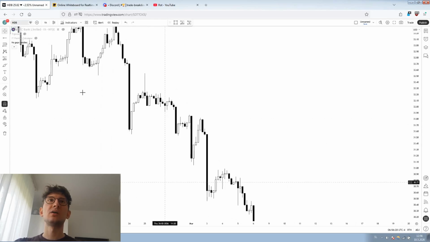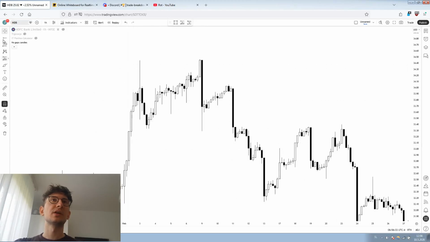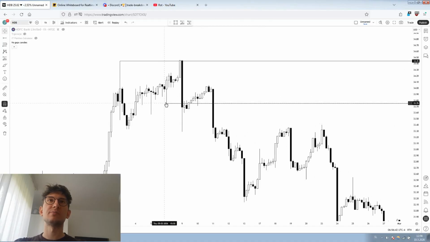Then what do we have? Let's take a look. Good. Over here we have a liquidity sweep. You see, this is a liquidity sweep. Then where do we have break of structure? We have break of structure over here, okay, because this is the most recent low. We have break of structure.